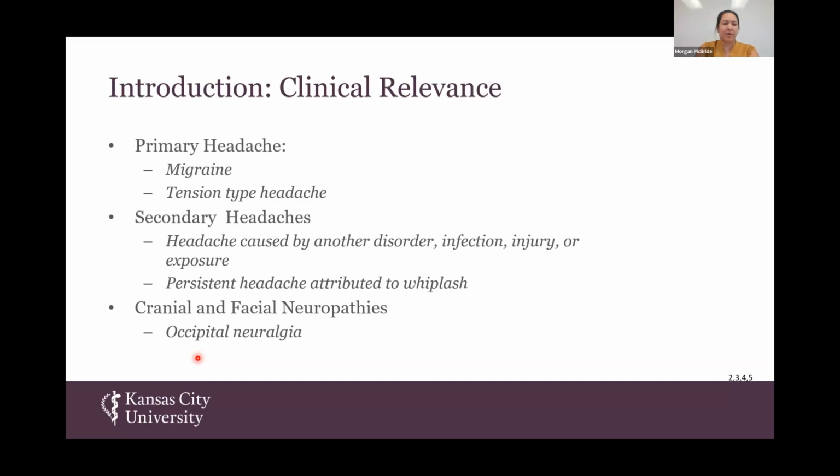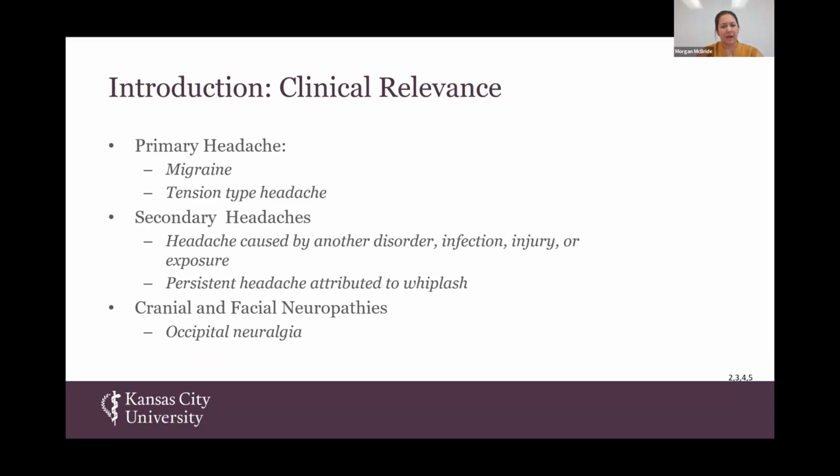Like I said, my project is more focused on persistent headache attributed to whiplash and occipital neuralgia, but I do want to point out the importance of the greater occipital nerve's role in primary headaches as well. A study performed in 2022 found that the greater occipital nerve block significantly decreased the amount of analgesics a patient needed, as well as the number of monthly attacks in patients with migraine and tension-type headache.